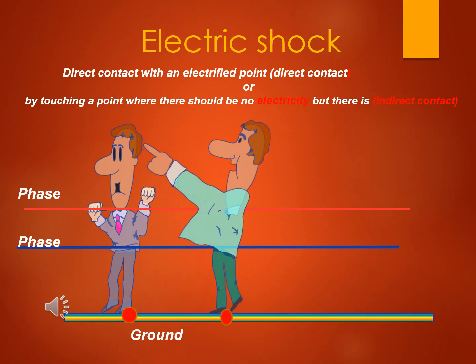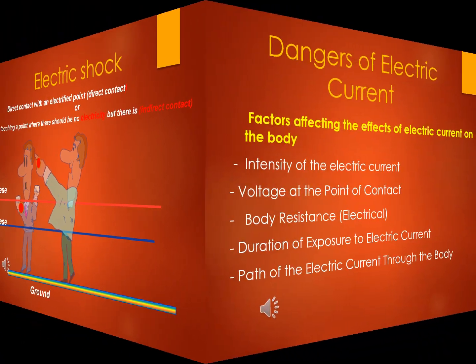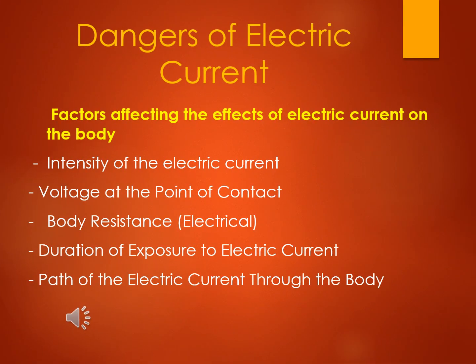Electric shock is a hazard caused by electricity. It could happen by direct contact with an electrified point, which is direct contact, or by touching a point where there should be no electricity but there is, which is indirect contact. Factors affecting the effects of electric current on the body are the intensity of the electric current, voltage at the point of contact, electrical body resistance, duration of exposure to electric current, and path of the electric current through the body.